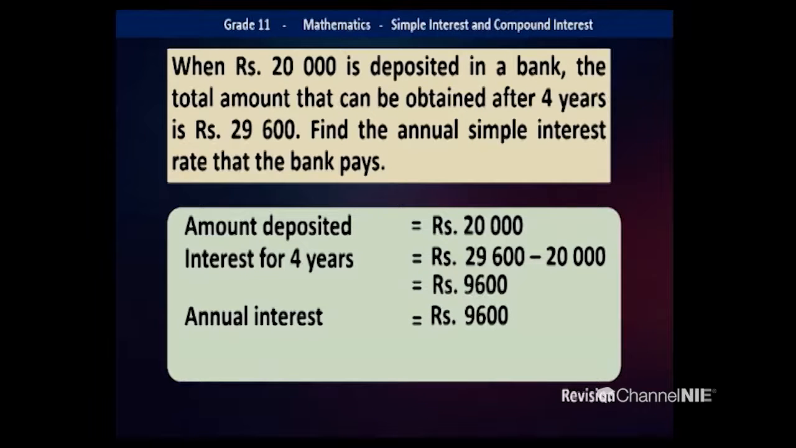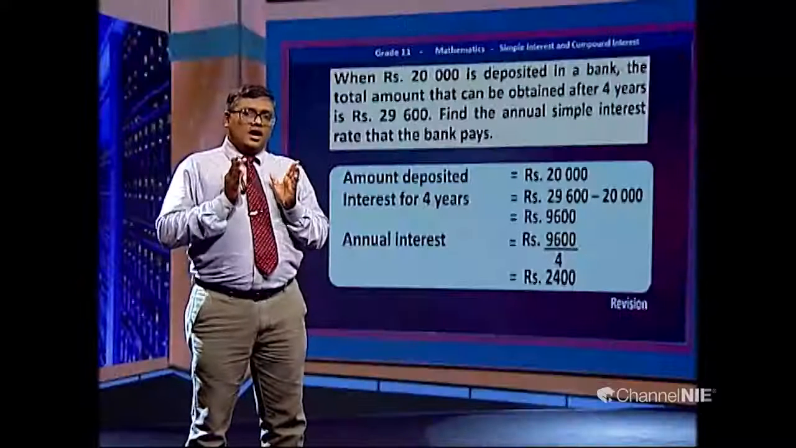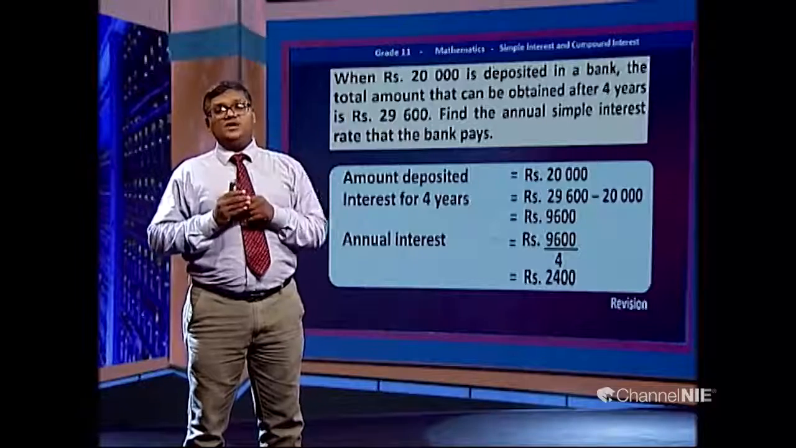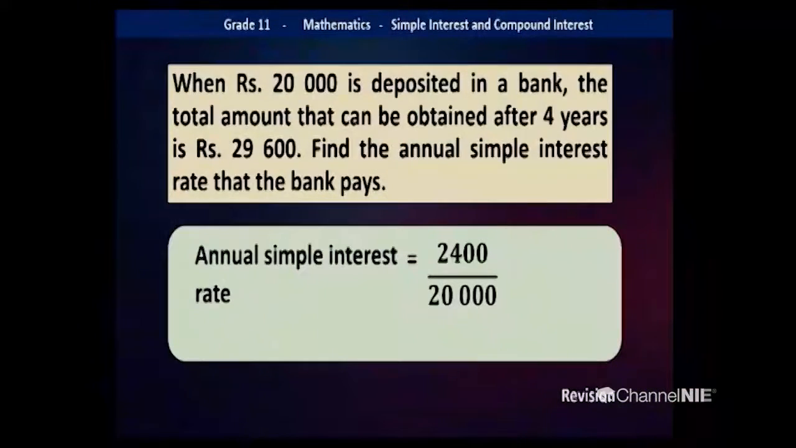Then we can calculate the interest for 1 year. 9,600 is for 4 years. We can divide it by 4 to get the interest for 1 year. What is the interest for 1 year? 9,600 divided by 4, 2,400. Now we have found how much the interest is for 1 year for the principal amount 20,000. Then looking at those two, 20,000 and 2,400, we can simply calculate the annual interest rate under the simple method. Now this is our simple interest part.